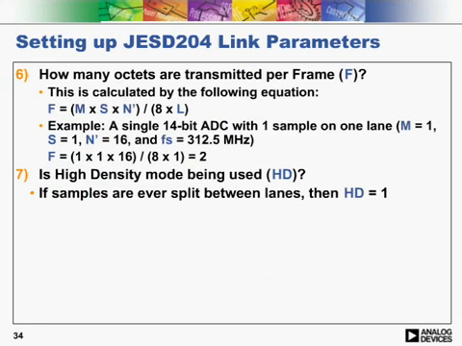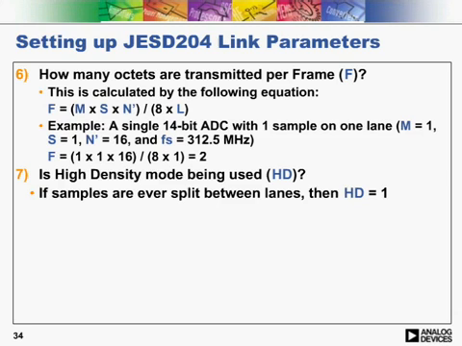Next, let's look at how many octets are transmitted per frame, F. This is calculated from the equation F equals quantity M times S times N prime divided by quantity 8 times L. So for example, a single 14-bit ADC with one sample on one lane, where we would have M equal to 1, S equal to 1, N prime equals 16, and Fs equals 312.5 megahertz. F would then be equal to 2.